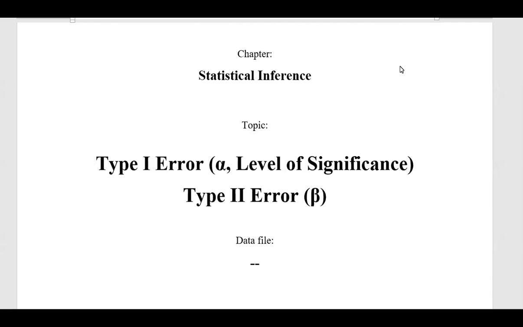In this video, we're going to talk about different types of errors that can happen during hypothesis testing. We're going to talk about type 1 error and type 2 error. Type 1 error is denoted by alpha, is also called level of significance. And type 2 error is usually denoted by beta.